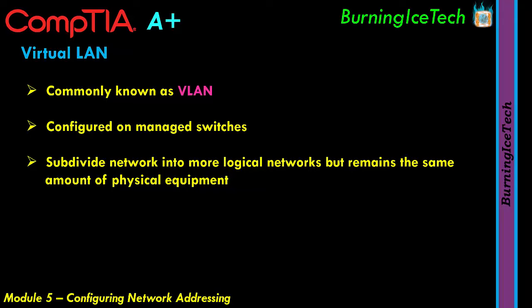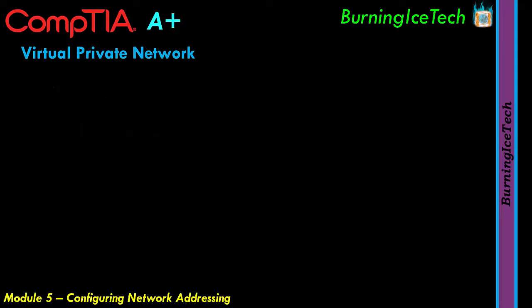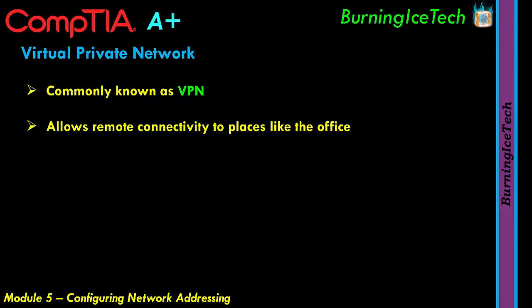Okay, folks, and here is the very last topic for this module, virtual private network, commonly known as VPN. I think everybody's heard of a VPN. So VPN, and you probably know this part already, allows remote connectivity to places like the office. It was originally designed with that in mind. So originally it was designed so that people can go home for whatever reason and connect to the office safely, which brings us to this point. It's a secure, encrypted connection.